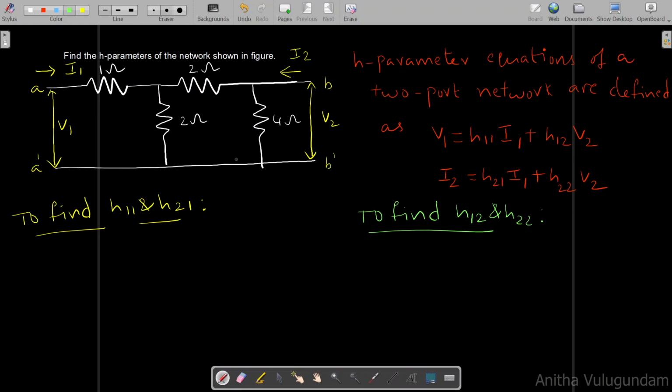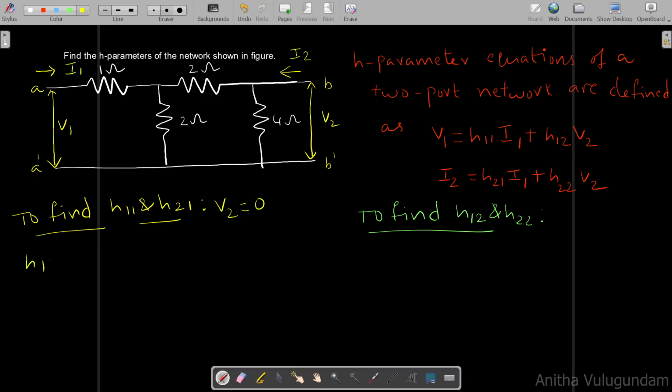First, let us write the H parameter equations of a two-port network, which are defined as V1 equal to H11 I1 plus H12 V2, and I2 equal to H21 I1 plus H22 V2. To find H11 and H21, V2 equal to 0.